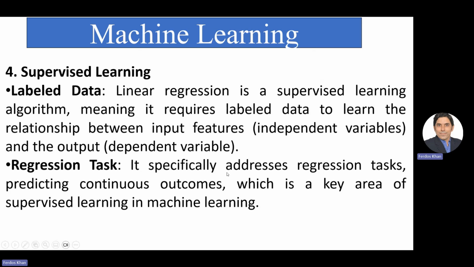Regression task. It specifically addresses the regression task, predicting continuous outcomes, which is a key area of supervised learning in machine learning. Remember that if you know about SVM, random forest, artificial neural network, gradient boosting machine, those models can be used for classification as well as for regression purposes. So simple linear regression is of course used for regression purposes, and machine learning also has this purpose, one of the core purposes, regression. So this is again in the machine learning class.